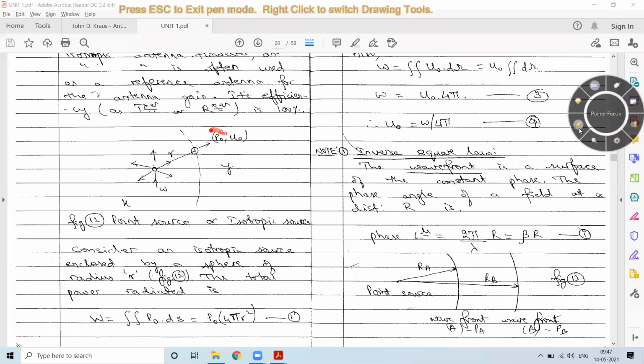Now, what is the double integration of ds? If I substitute the values, phi is in the range of 0 to 2 pi, and theta is in the range of 0 to pi. Now, in the previous discussion also, we had observed that the radiation pattern for the isotropic antenna will be a sphere.